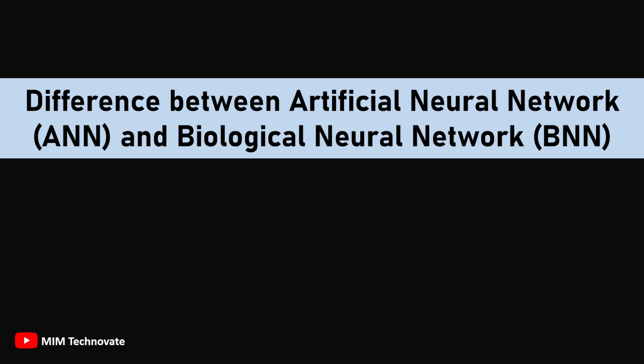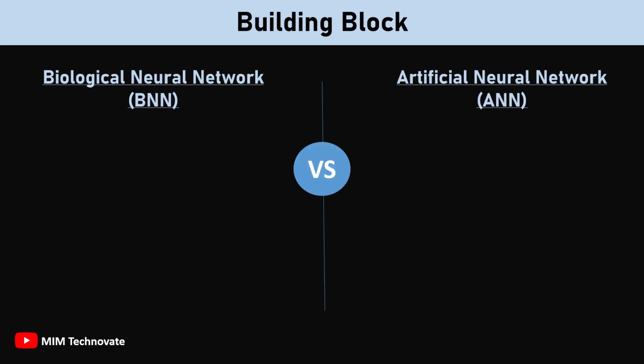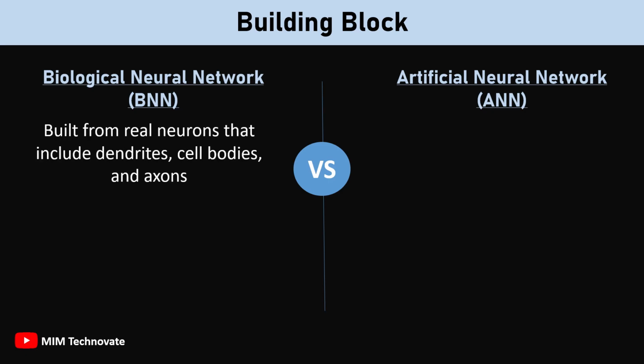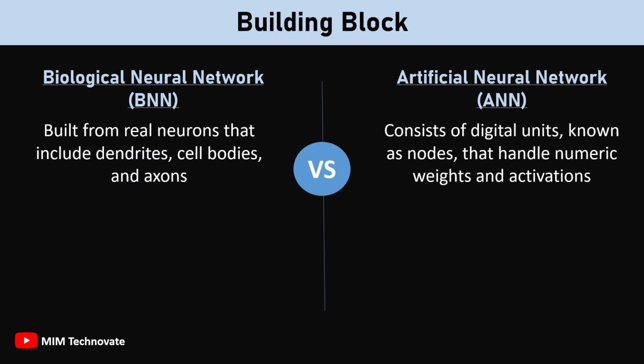Difference between artificial neural network and biological neural network. Building block. The biological neural network is built from real neurons that include dendrites, cell bodies, and axons. In contrast, the artificial neural network consists of digital units, known as nodes, that handle numeric weights and activations.